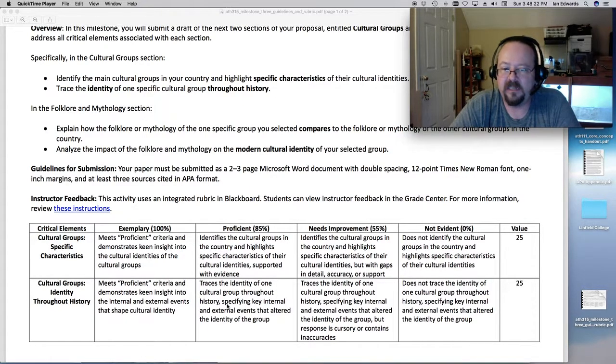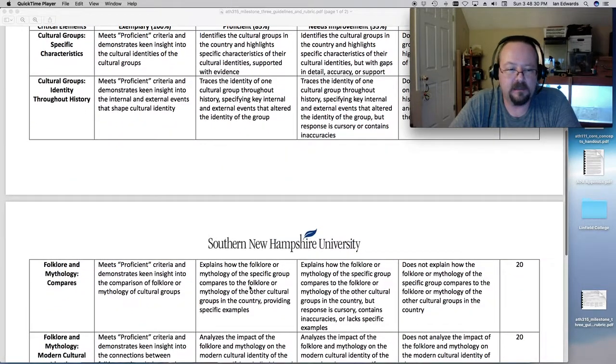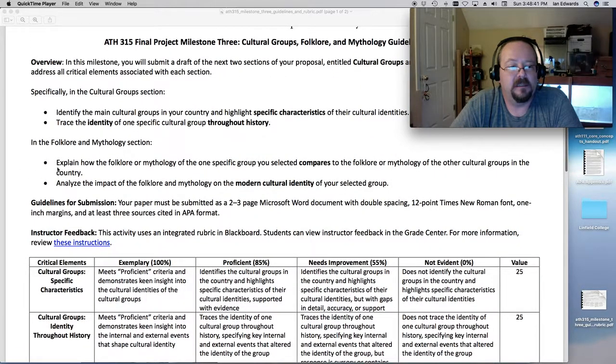So it's supposed to be focused in on your specific group for the milestone. Moving on, this is on to section 5, the final project rubric, and that's all about folklore and mythology. And looking up here, explain how the folklore and mythology of one specific group you selected compares to the folklore and mythology of other cultural groups in the country. So this is really just a comparative analysis. So you're going to have your focus group, and you're going to compare some myth of them to another group in your country of choice.